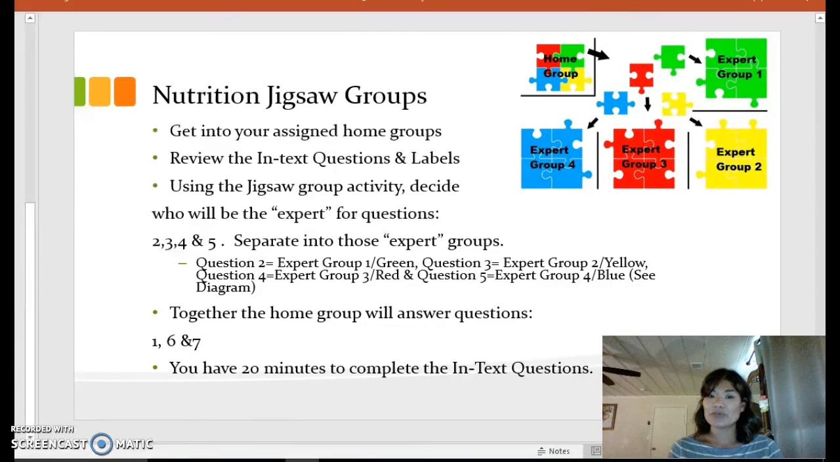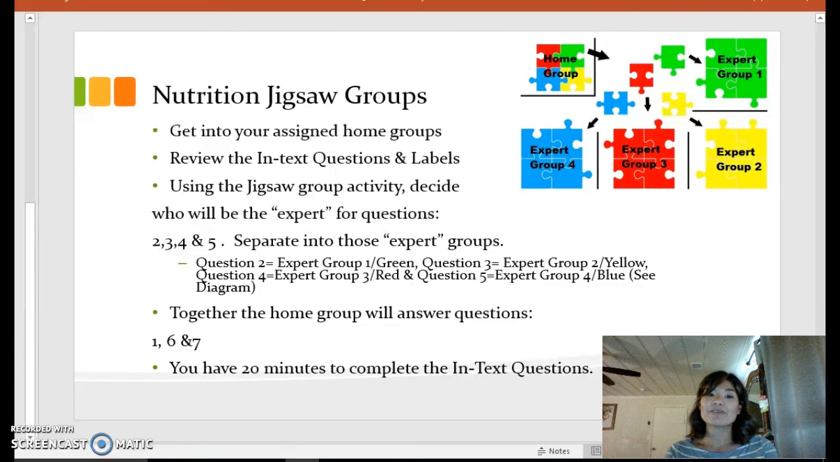I'll give you a couple minutes to figure that out. And then once you figure that out, all of the group members will separate into expert groups, okay? So if you're going to be answering question 2, you'll separate into an expert group with all the individuals answering question 2. If you're going to answer question 3, you are going to leave your home group and meet with all the 3s. If you're going to answer question 4, you're going to leave your home group and meet up with all the 4s. And if you're answering question 5, you will leave your home group and meet with all the individuals answering question 5. In those expert groups, you will be responsible for answering that question.